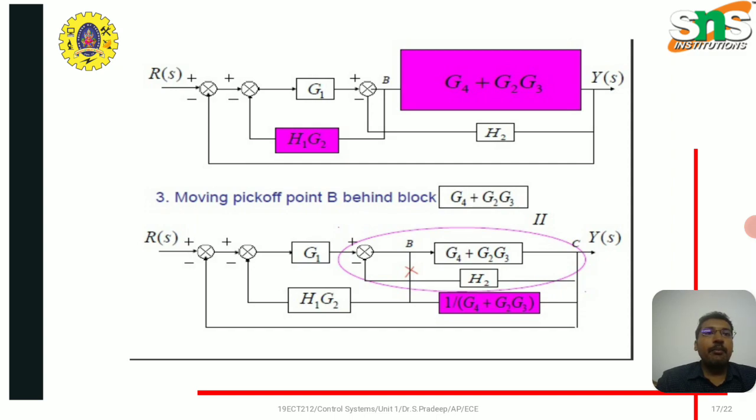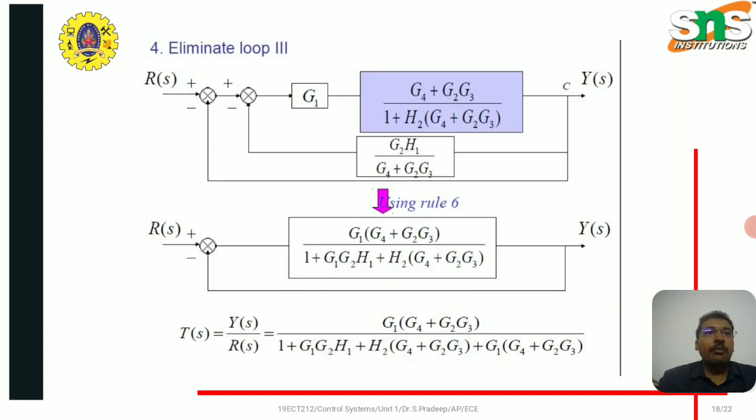Moving pickoff point B behind block. In this, the blocks are reduced like this. Eliminating loop 3 gives the block diagram reduction technique. Here the 3 blocks are converted into a single block, and the transfer function Y of S by R of S is given as in this equation.